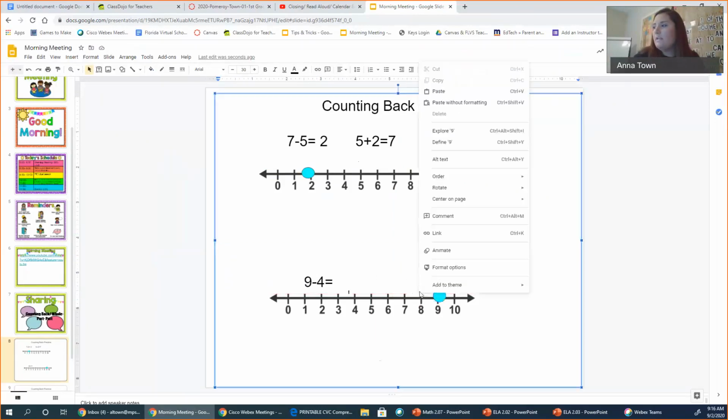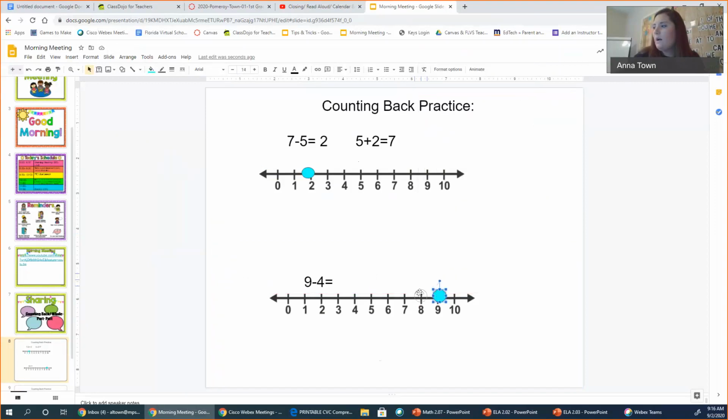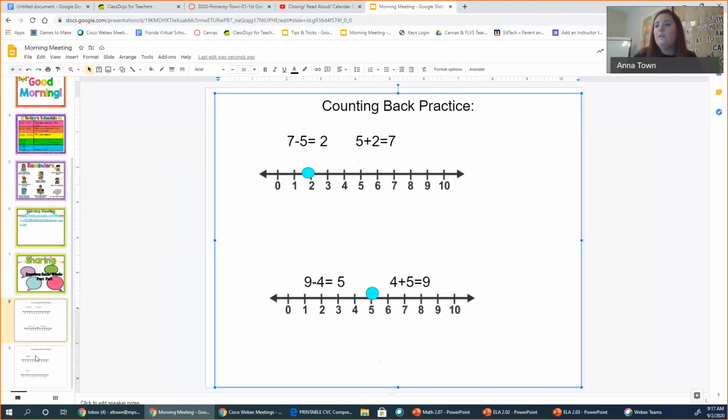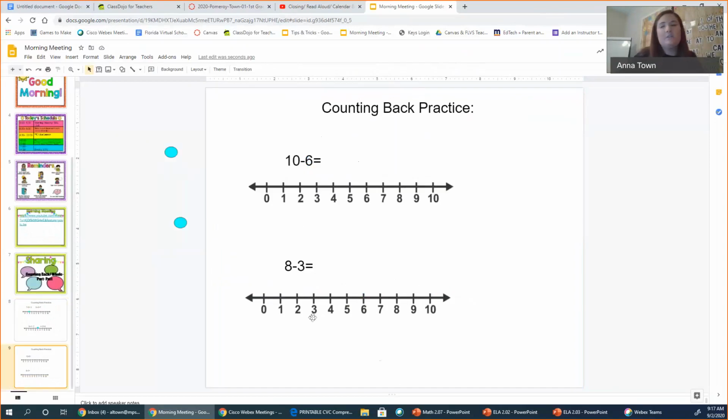So 1, 2, 3, 4. What number did we land on? 5. So 9 take away 4 is 5. How we can make an addition equation from this is we would take our 2 parts, 4 plus 5, we're adding, and we get 9 is our whole. Remember, subtraction is whole, part. Addition is part, whole.